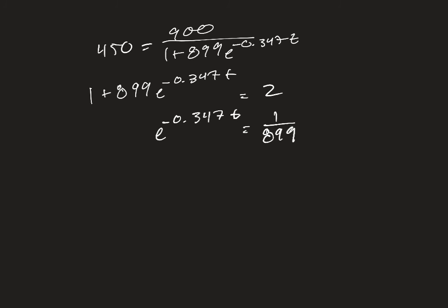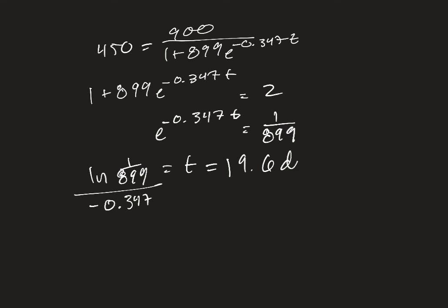And now I need to use logs, right? So ln of 1 over 899, skipping a step, all divided by negative 0.347, is going to equal my t. Let's put that in my graphing calculator. Ln of 1 over 899 divided by negative 0.347 gives 19.6 days. It's not very long.